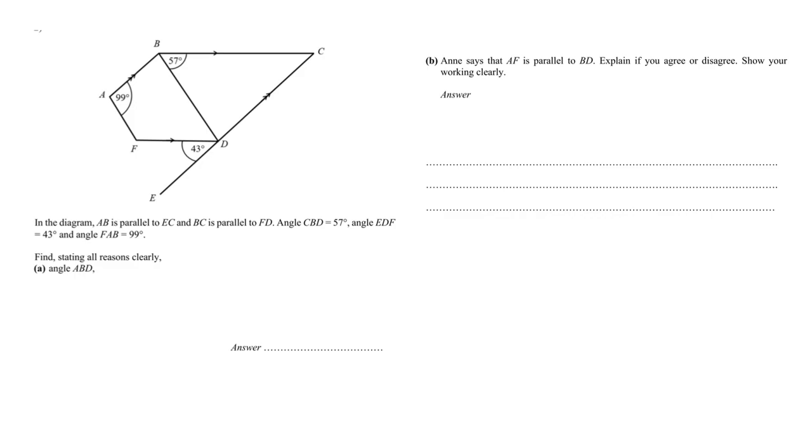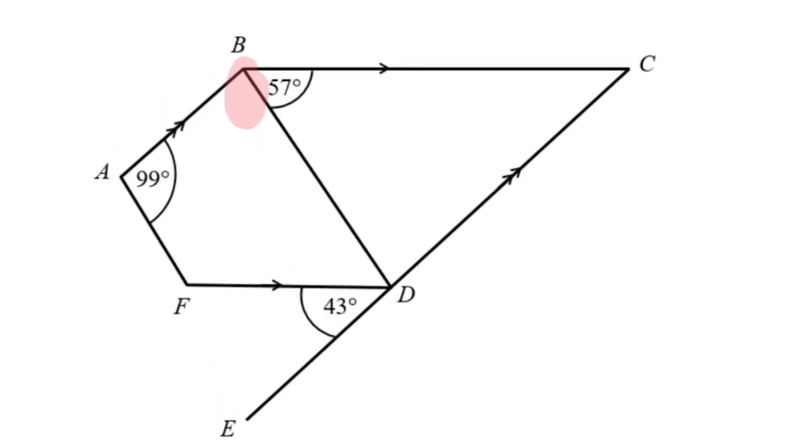Hello everyone, welcome to this problem where we are given this diagram. AB is parallel to EC, BC is parallel to FD, and some of the angles are also given in this question. Find, stating all reasons clearly, angle ABD. Angle ABD will be here. So let me zoom in. So this will be angle ABD.